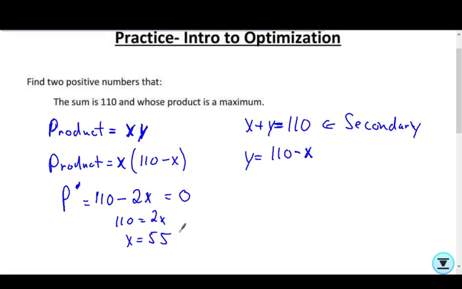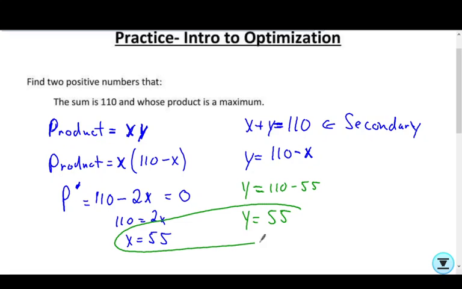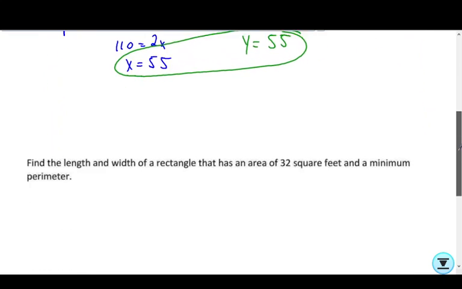Okay, that's our one positive number. Then we use that to find my y. So y equals 110 minus 55, which means y equals 55. So these are my two numbers. And you could have done your first derivative test to make sure that that is indeed a maximum, but it will be. So really simple.